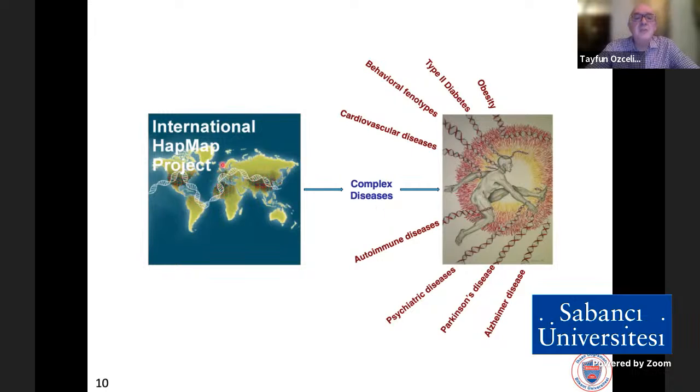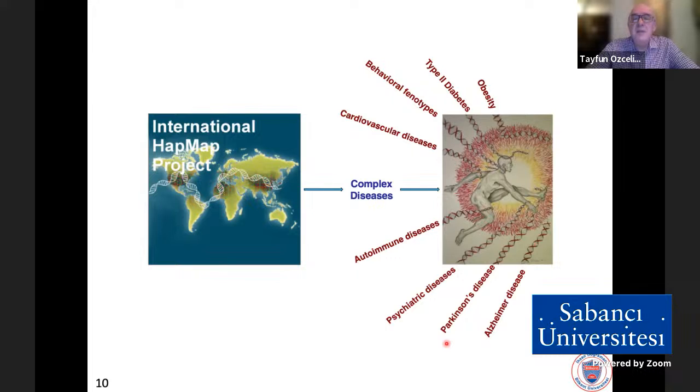So the International HapMap Project, following the Human Genome Project, was initiated to tackle diseases like obesity, type 2 diabetes, different types of behavioral phenotypes like the psychiatric disorders also, and cardiovascular diseases, autoimmune diseases, Parkinson's, and Alzheimer's disease.